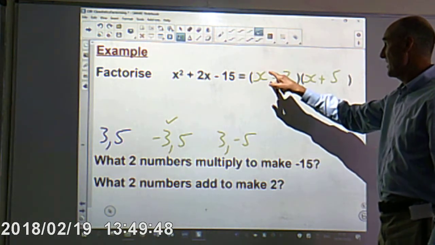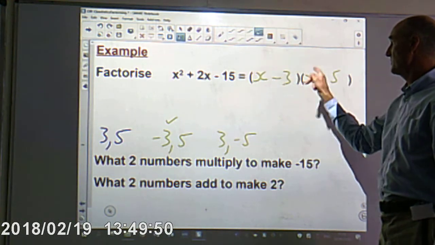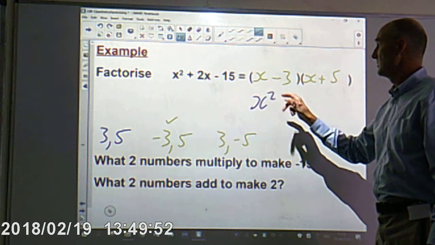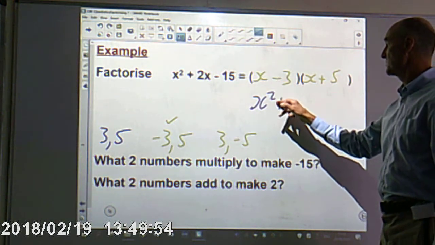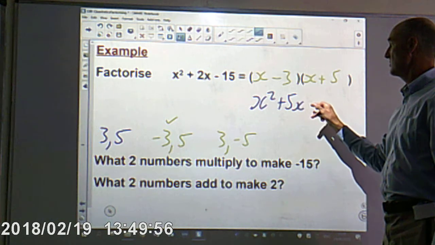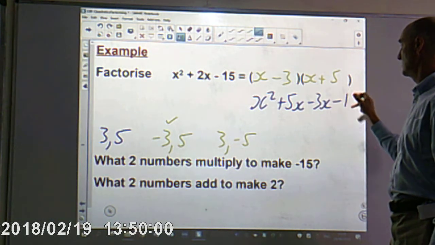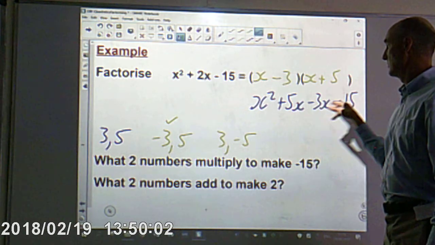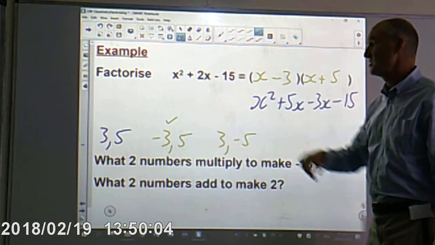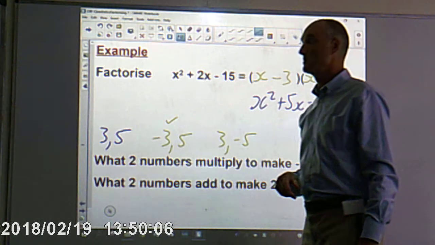Let's just multiply that out using FOIL. So FOIL says first terms x squared, outside terms plus 5x, inside terms minus 3x, last terms negative 15. Combine those like terms, takes me back to the start. So it works.